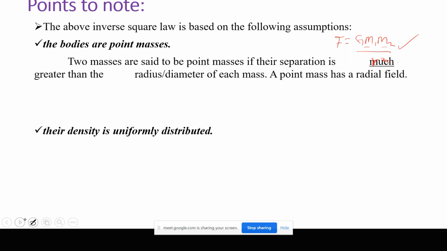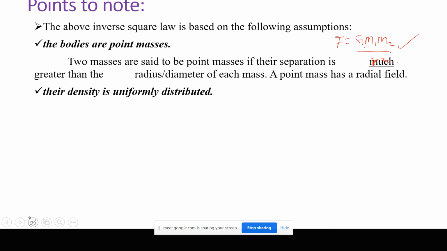And if the masses we are dealing with are spherical in nature, first of all, we are assuming that their density is uniformly distributed. But note that some parts of the Earth, for example, which are rocky, may have a slightly different density compared to other parts of the Earth. But whenever we use the expression F = Gm1m2/r², we assume that the density of the object that we are dealing with is uniformly distributed. And also by using this expression, we are assuming that the object is a perfect sphere.